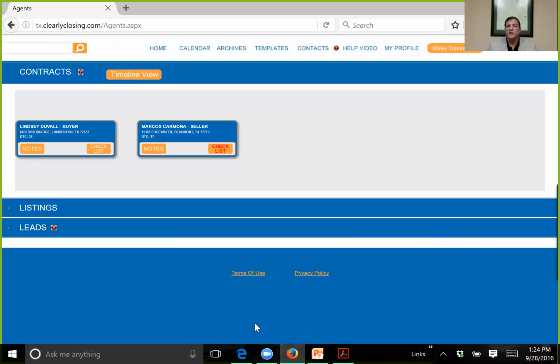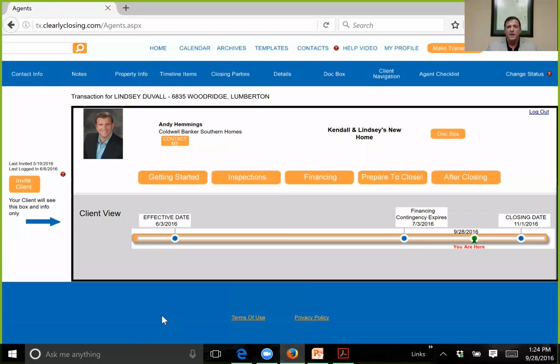Clearly Closing is a cloud-based software as a service program accessible from your smartphone, your computer, your laptop, that helps you manage your contacts, your listings, your leads, and all of your contracts. So here I've got the home screen, and if I were to click on a buyer transaction here, it opens up the transaction window for this buyer, and it allows us to invite the buyer into the Clearly Closing system. Now, what are they going to see when we invite them in?